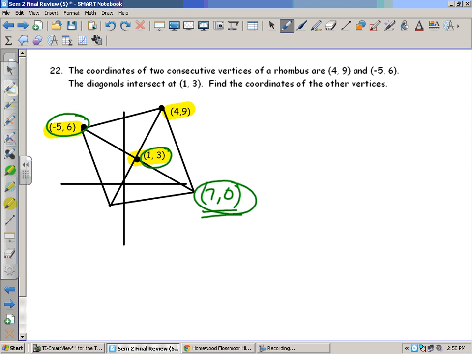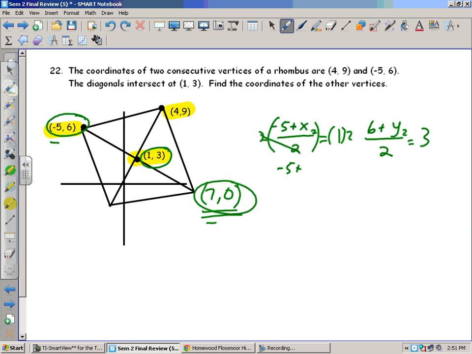Okay, algebraically, you could figure it out by saying (-5 plus x2) divided by 2 equals 1. You can also say (6 plus y2) divided by 2 is equal to 3. Basically, you're using the midpoint formula when you do this. You're saying -5 plus something divided by 2 equals 1. Well, to do this, you just multiply both sides by 2, and you could figure this out algebraically. You don't necessarily need to, I think.